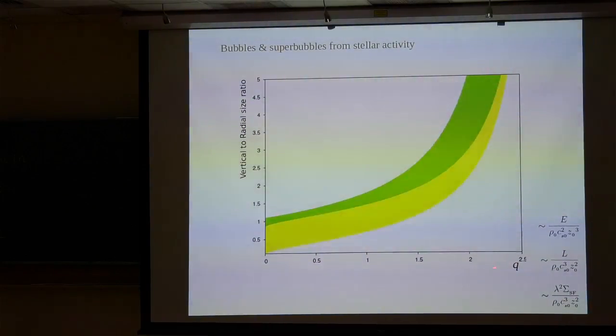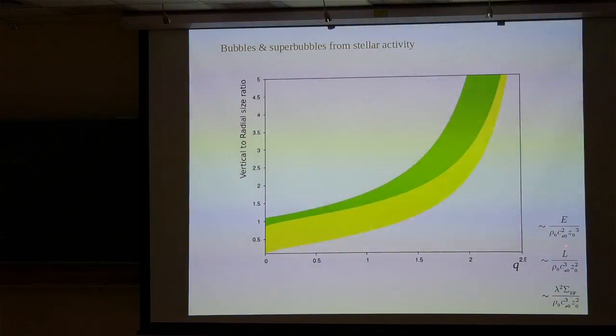So this porosity factor is the ratio of the supernova energy over the relevant thermal energy in the scale height.